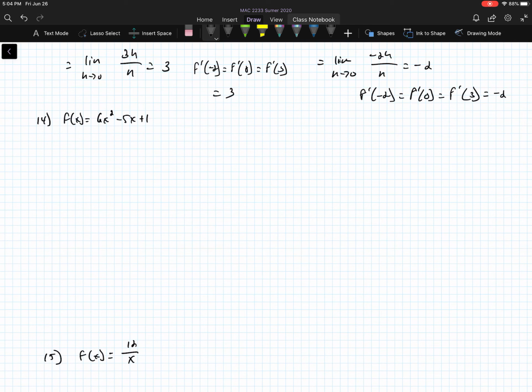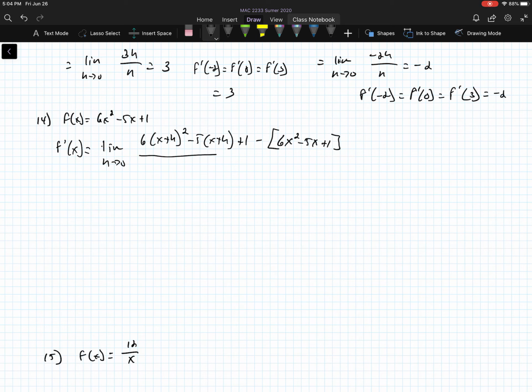Now, looking at number 14, we're going to go ahead and do exactly the same thing, right? So f prime of x is equal to the limit as h goes to 0 of 6 times x plus h squared minus 5 times x plus h plus 1. What happens here is that you can get a little bit confused with the algebra because you're going to have a lot of terms all over the place. So you just have to be careful when you are working these out.